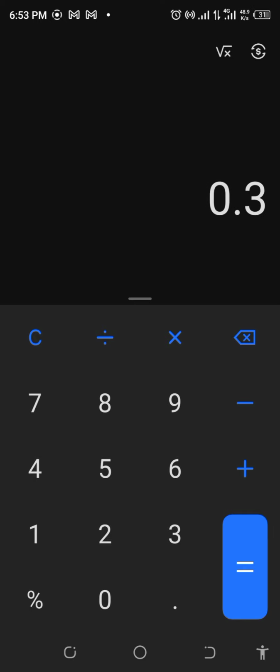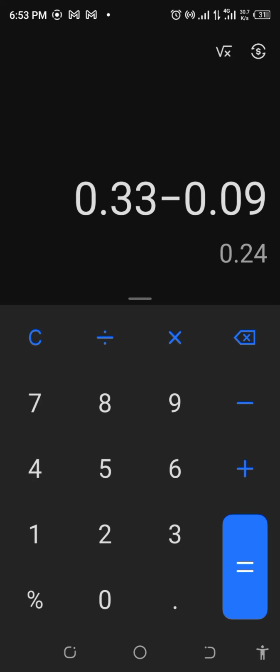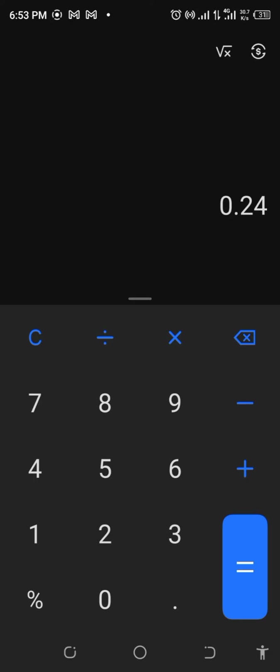So we have 0.33. Okay, we are going to subtract our transfer fee, which is 0.09. We are having 24 cents. Okay, then when this has happened, don't forget we are going to be doing trades four times, because first of all, we'll have to buy our ETH with USDT. So when we buy our ETH with USDT, that's 0.1%, then we're going to have to buy DEXE with ETH.